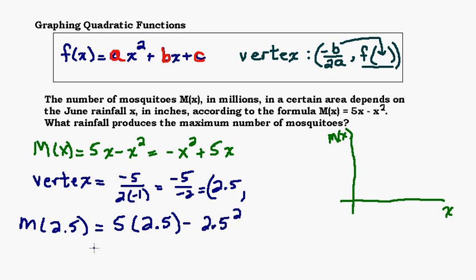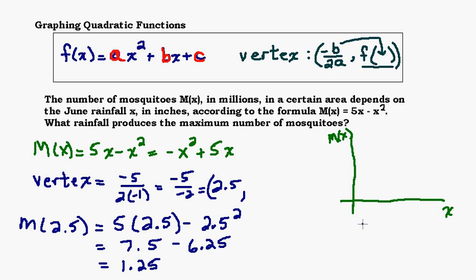Approximately, right? Okay, so 5 times 2.5 is 7.5, and 2.5 squared, I think that's 6.25. So you can double check me, but I think that's right. Okay, so 6.25. So 7.5 take away 6.25 would be 1.25.